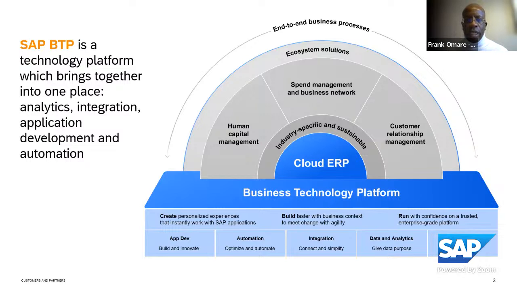So as you can see on this slide, in terms of an overview of BTP, it covers various areas in terms of application development, automation, integration, data analytics, and artificial intelligence. And BTP is applicable across various ecosystem solutions, whether it's human capital management, spend management, customer relationship management, and of course, supply chain management. SAP BTP aligns with SAP strategy, which is to be the number one enterprise applications company. And BTP is not something that we're only encouraging customers and partners to use. We use it ourselves, and we already have 160 SAP solutions built on BTP.